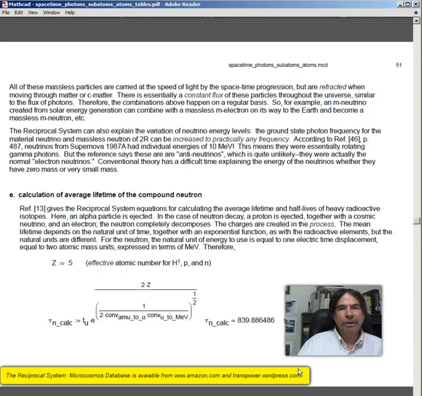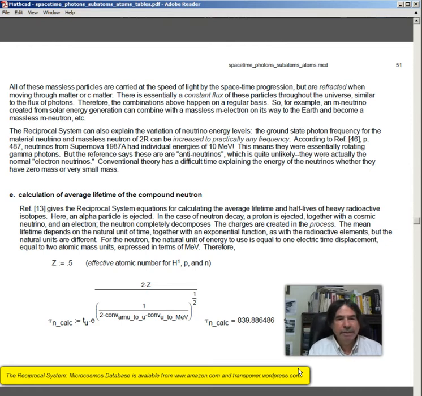All of these massless particles are carried at the speed of light by the space-time progression, but are refracted when moving through matter or C matter. There's essentially a constant flux of these particles throughout the universe, similar to the flux of photons. Therefore, the combinations above happen on a regular basis. So, for example, an M neutrino created from solar energy generation can combine with a massless M electron on its way to the Earth and become a massless M neutron, etc.